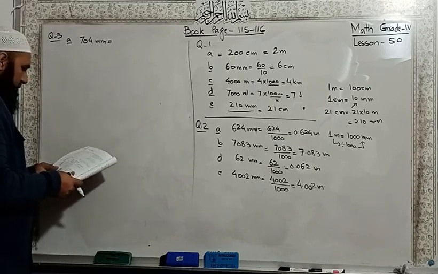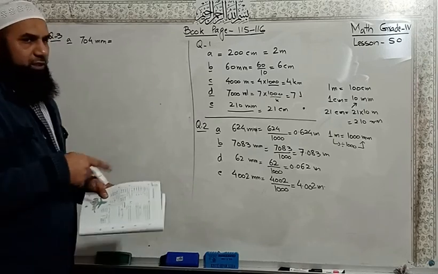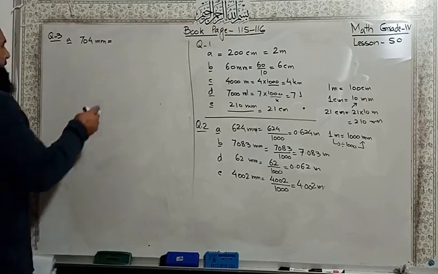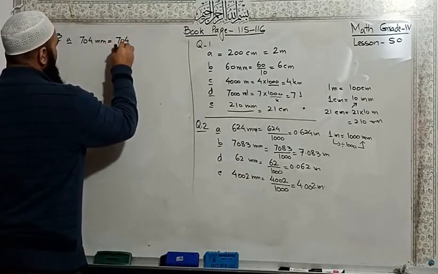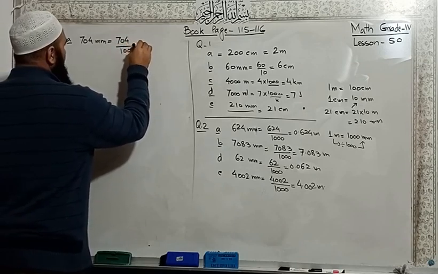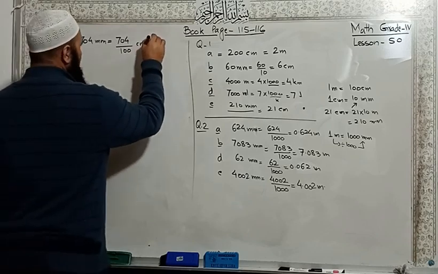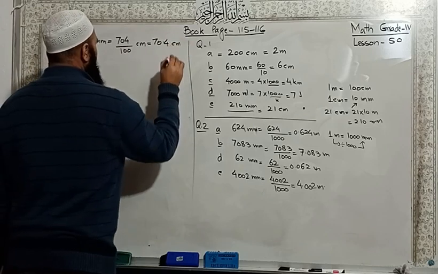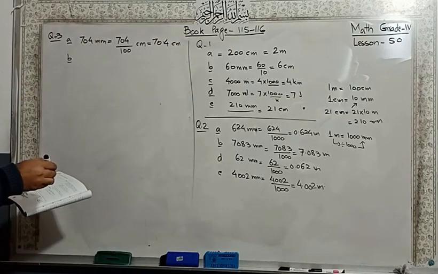704 millimeter will be equal to how many centimeters? We know that in centi it's 100, so we will divide it by 100. This will become centimeter, and after division you will see the answer 70.4 centimeters.